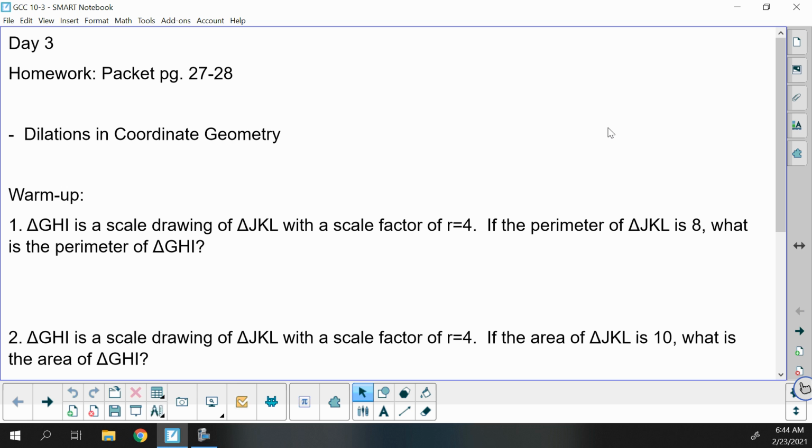Welcome to day 3. We're going to do dilations on the coordinate plane today. You've got 2 warm-up questions. Go ahead and pause the video, give each of them a try, and then when you hit play, a box will come up for you to submit your answers.